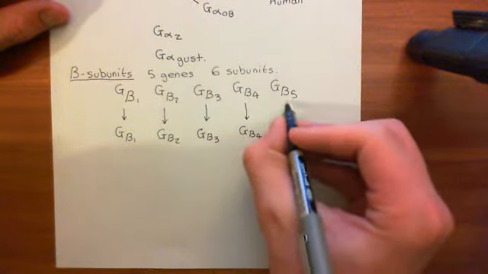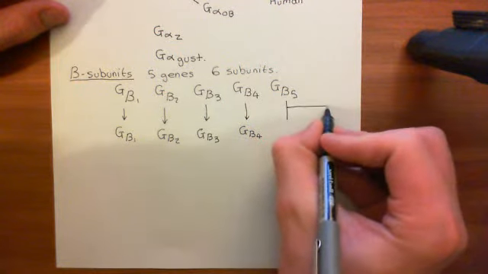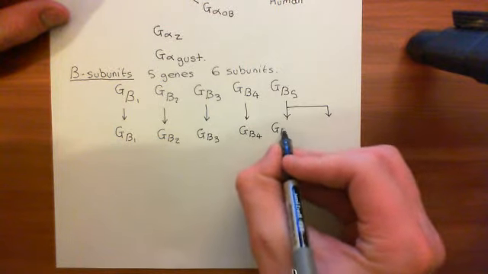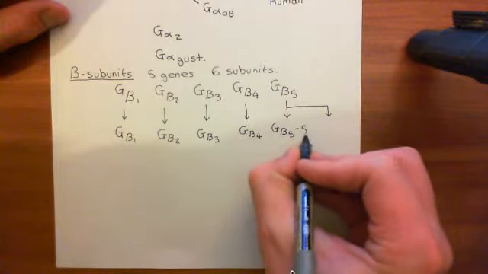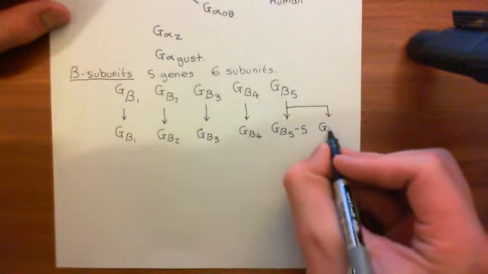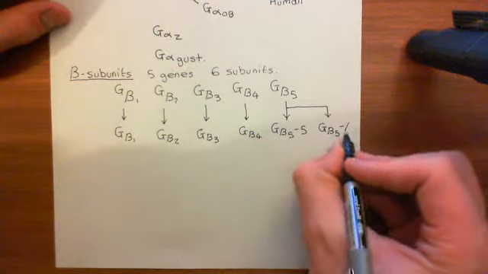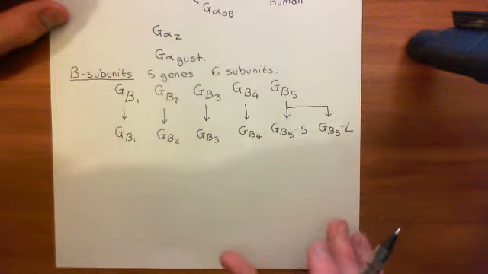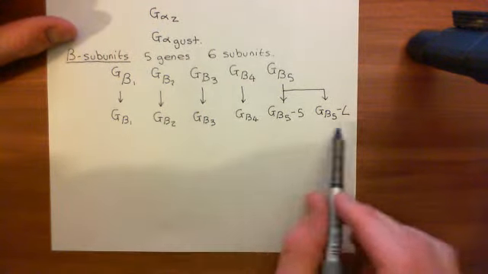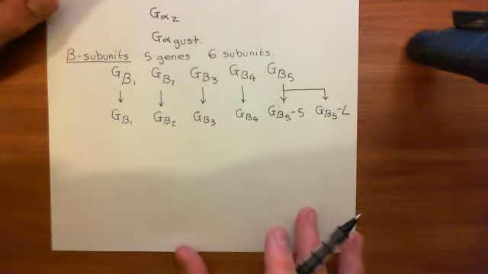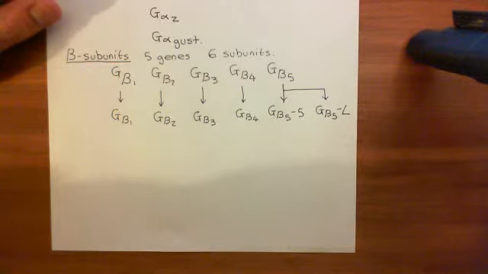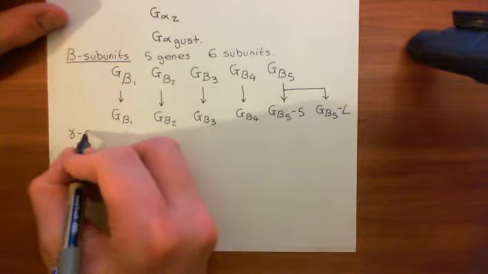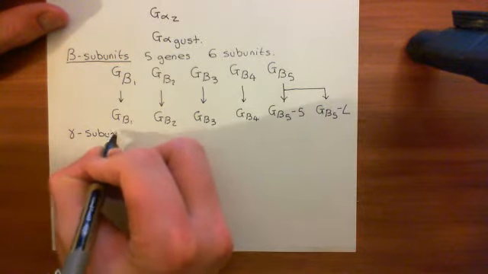And then finally, G beta 5 produces 2 different splice variants. G beta 5 produces G beta 5 and G beta 5L. This is the naming of the 2 different splice variants. G beta 5 is one of the splice variants, and G beta 5L is the other splice variant. So these are the 6 different subunits that can fill the place of the beta subunit in heterotrimeric G proteins.